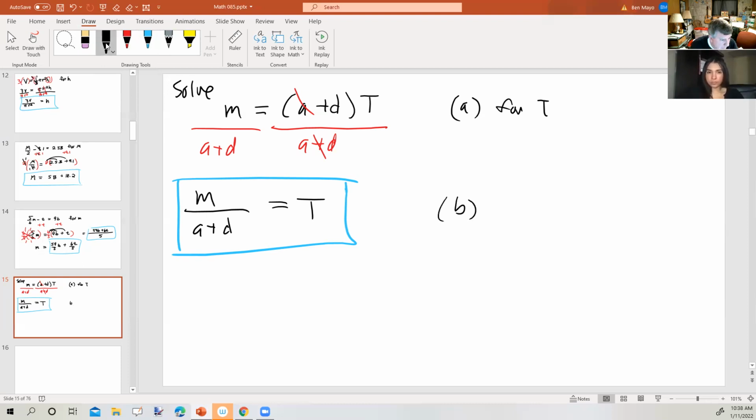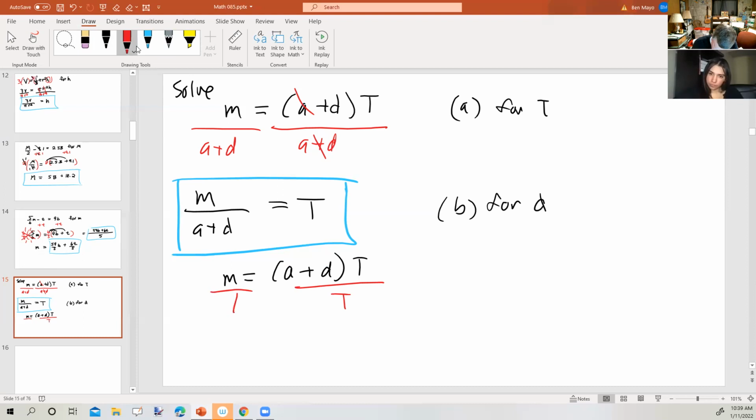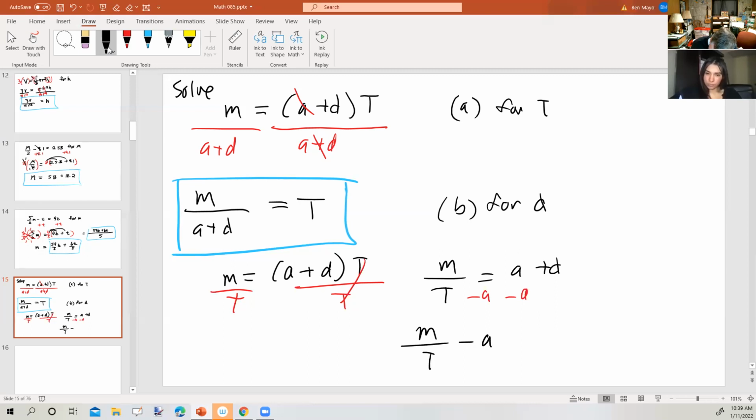Part B, it says to solve it for d. So again, we've got m equals a plus d times t. To solve for d, we could divide both sides by capital T, and then we'd have m over t equals a plus d, and then we could subtract a from both sides. We get m over t minus a equals d.